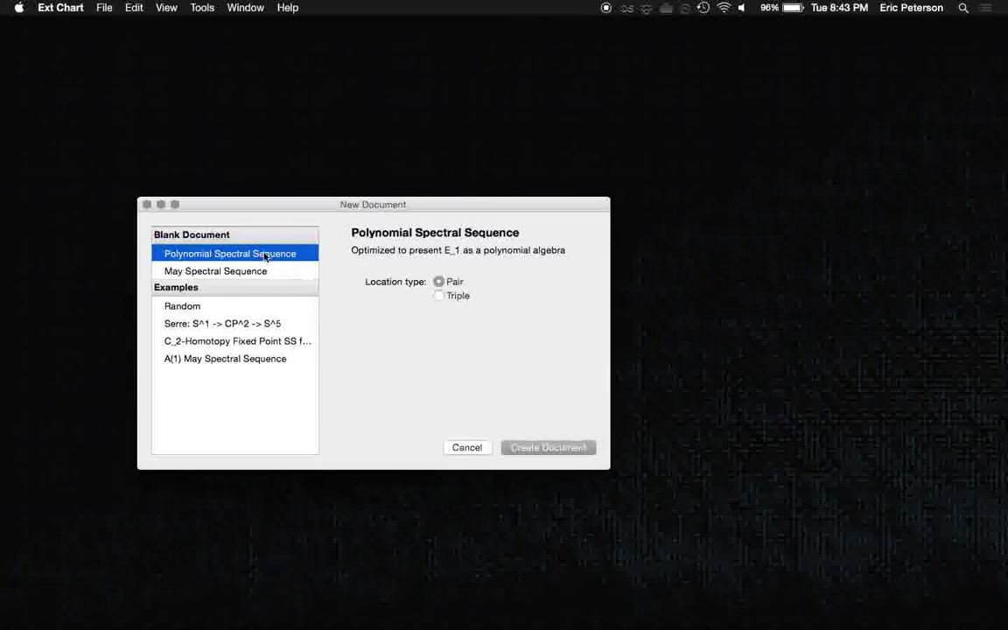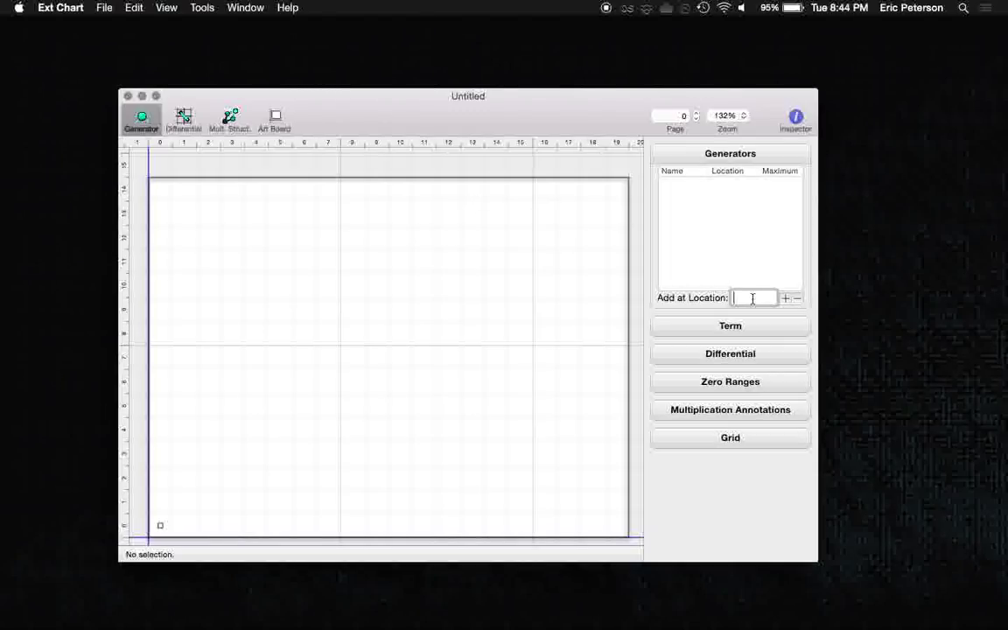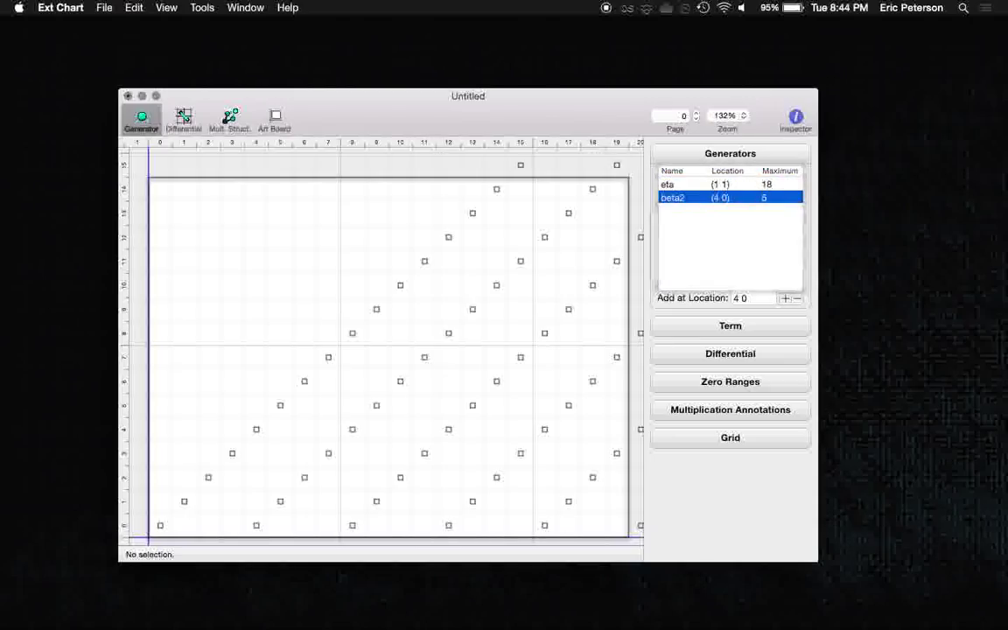The E2 page of the spectral sequence is presented as the quotient of a polynomial algebra. So I'm going to study a slice of this by constructing a new polynomial spectral sequence. The two generators are given in degrees 1, 1, called eta, and in 4, 0, called beta squared. Neither of these classes are truncated, so I'm just going to stick in large numbers here so we get a picture.